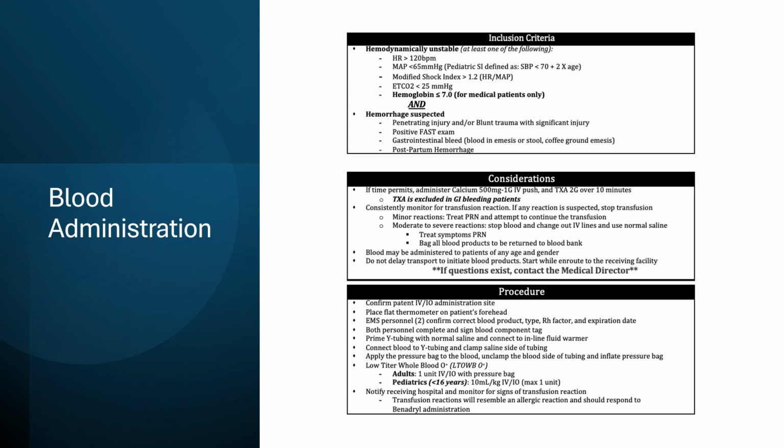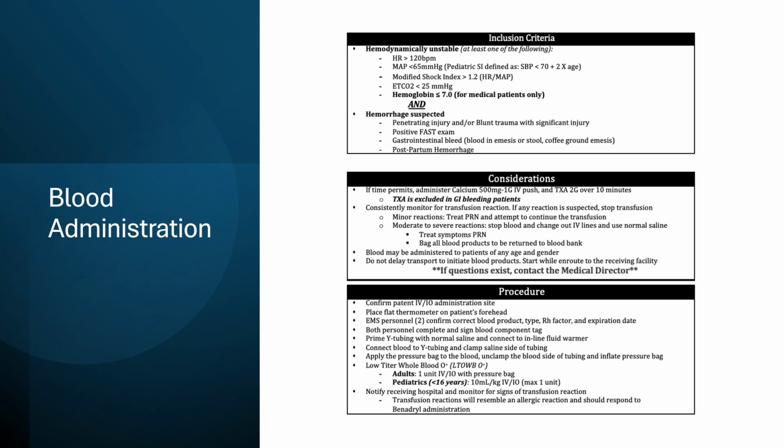How do you calculate it? Heart rate over your MAP. If it is greater than 1.2, can you see it? It's kind of blurry. You may want to look behind you. So if your modified shock index is greater than 1.2, give blood.